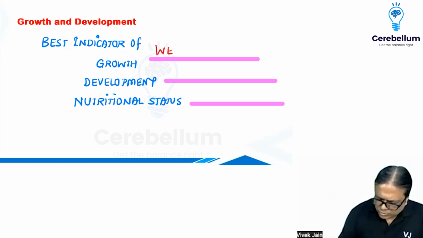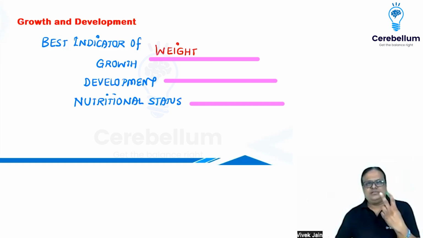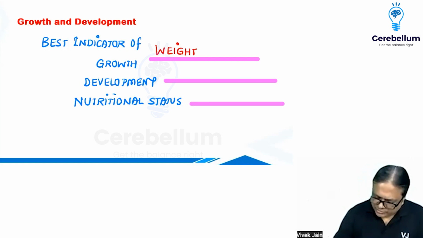If they give you choices in combination of indicators, weight for age, weight for height, height for age, mid-arm circumference for age. It is right, weight for age.